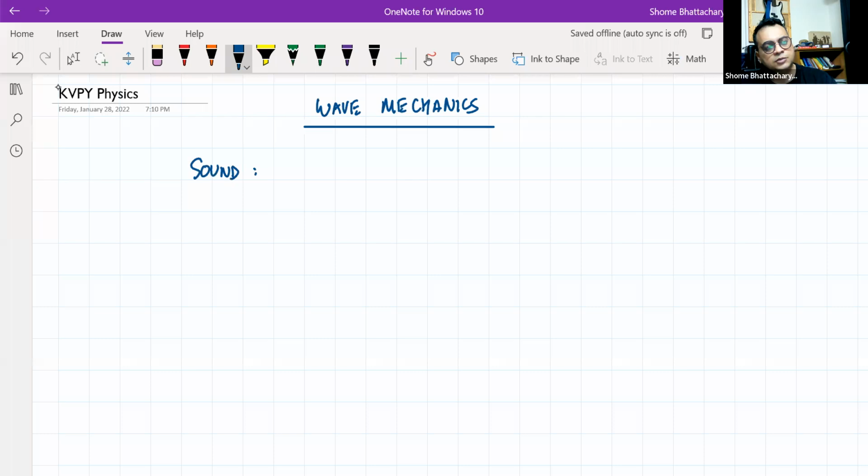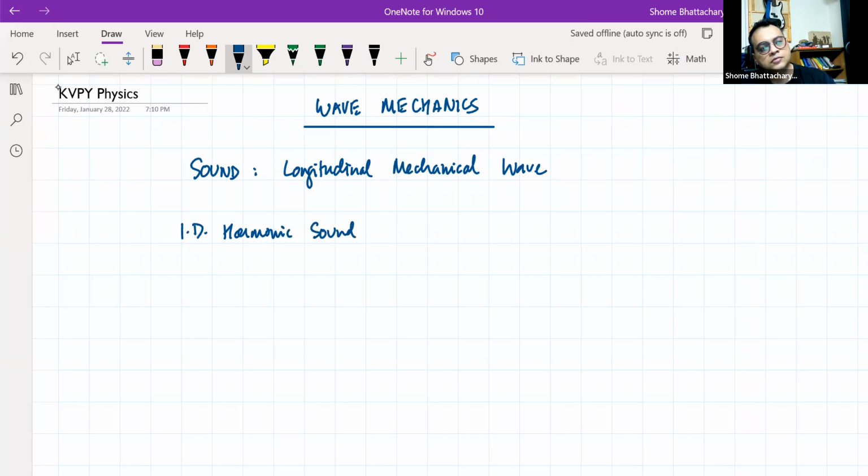So last time we were discussing sound as an example of longitudinal mechanical waves. We saw that the equation of a one-dimensional harmonic sound wave is given by displacement as a function of position and time, as some sort of amplitude times a harmonic function.